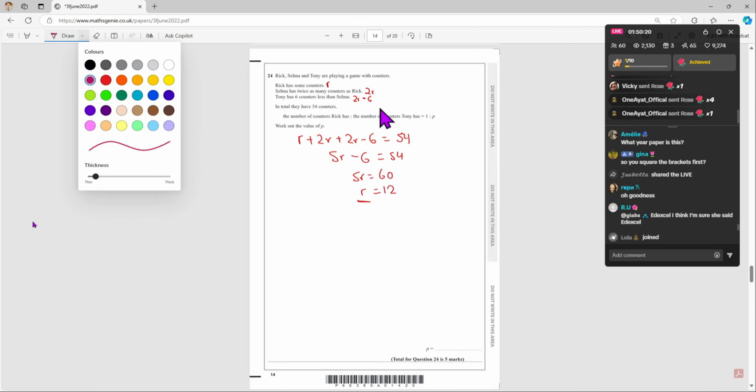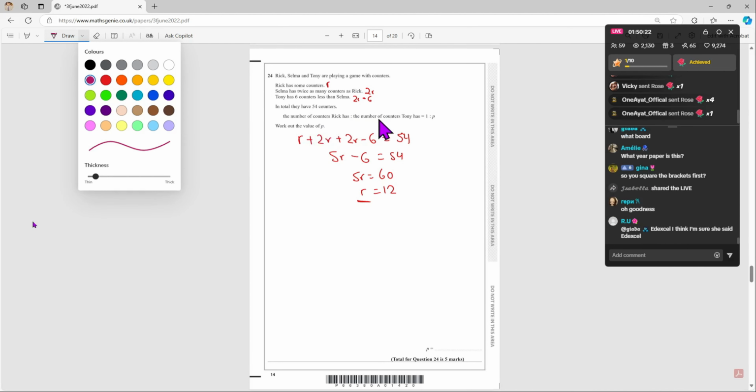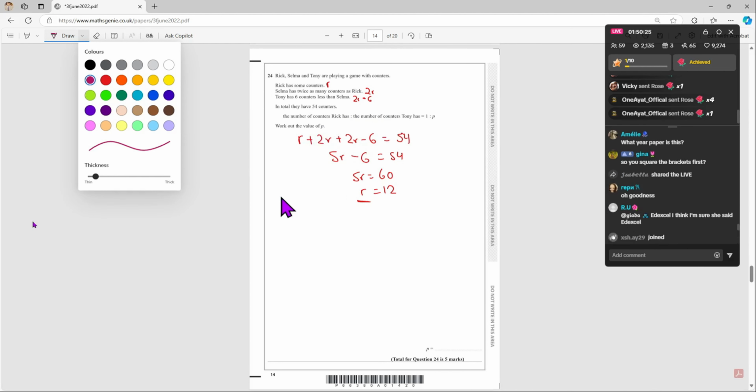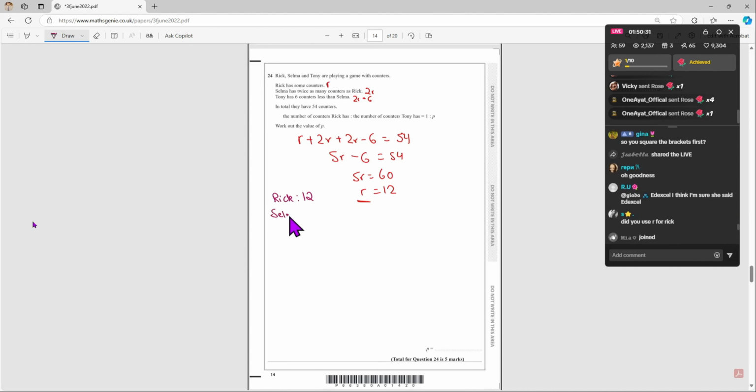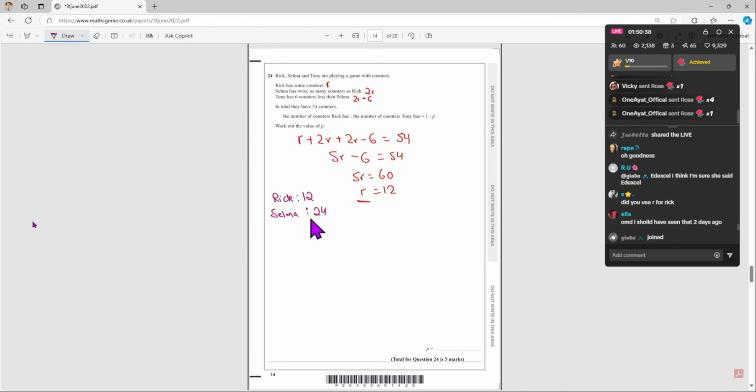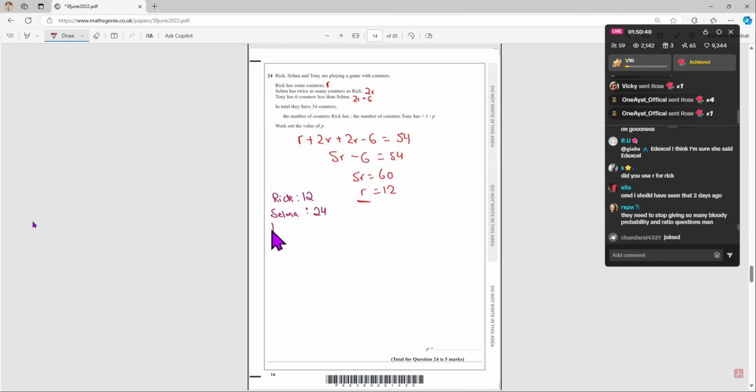Now we need to work out the number of counters Rick has to the number of counters Tony has. We know that Rick has 12 counters. Selma has twice as much as Rick, so Selma would have 24. And lastly, Tony has 6 fewer counters than Selma, which will be 18 counters, okay? Yes, I used R for Rick.